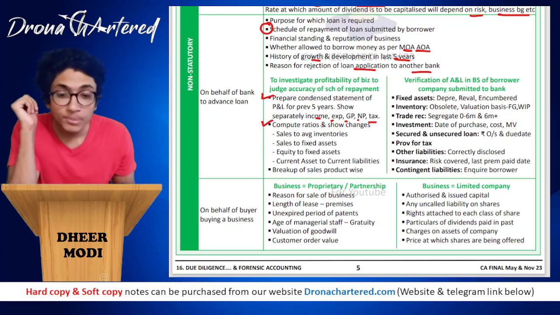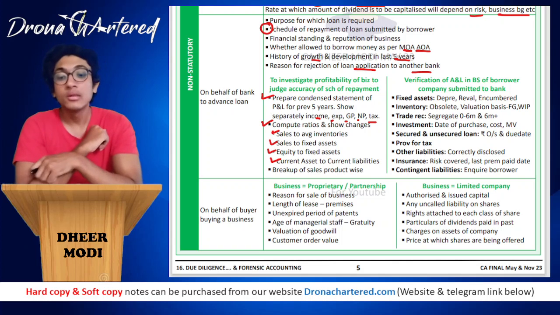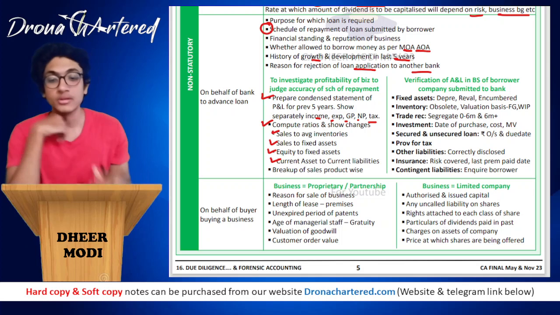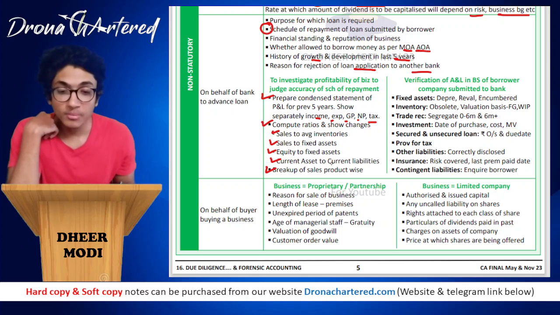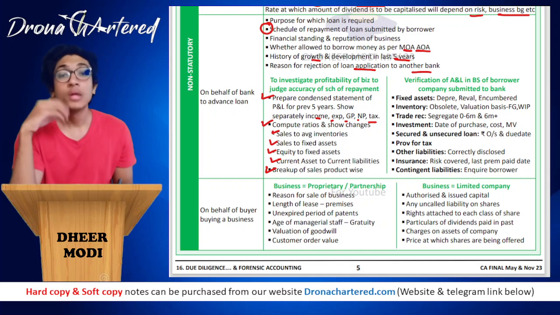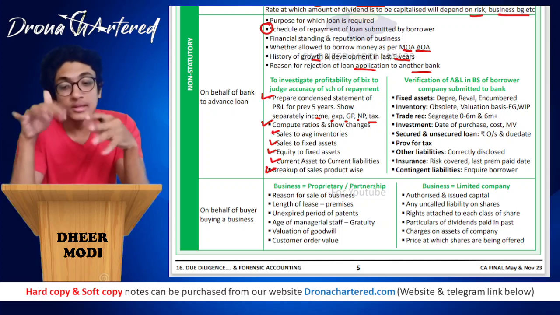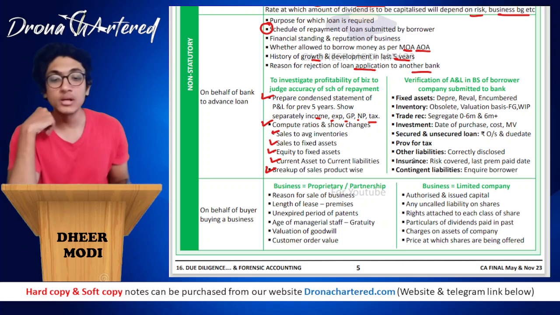Next, compute ratios and show changes: sales to average inventory, sales to fixed assets, equity to fixed assets, and current assets to current liabilities. So you will calculate all of these ratios and you will check how much it has changed over the years. And last is the breakup of sales product wise. So to check whether the schedule of repayment is accurate or not, these are the checks you will do.